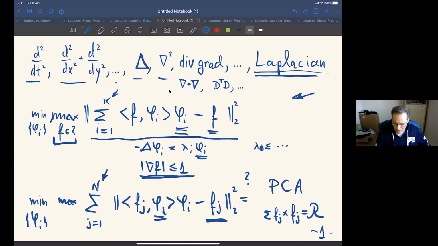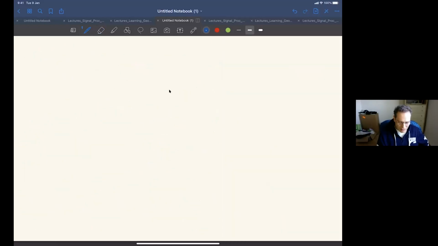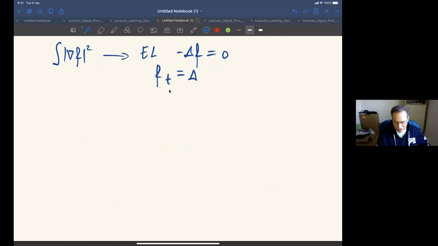We also realized that in order to get to the Laplacian, what we can do is minimize, for example, the Dirichlet energy, from which we showed that the Euler-Lagrange equation was nothing but minus the Laplacian of f should be equal to 0. And using it as a gradient descent process, we had that f_t is equal to the Laplacian of f, the heat equation. This was the most efficient way of taking a function and reducing its Dirichlet energy in the set of all possible functions in a gradient descent fashion.